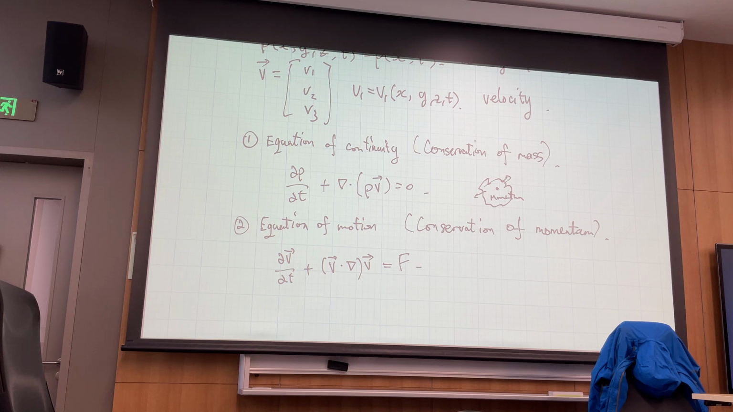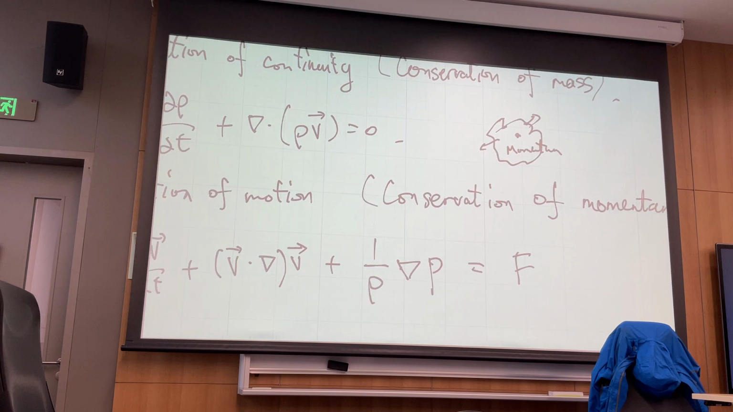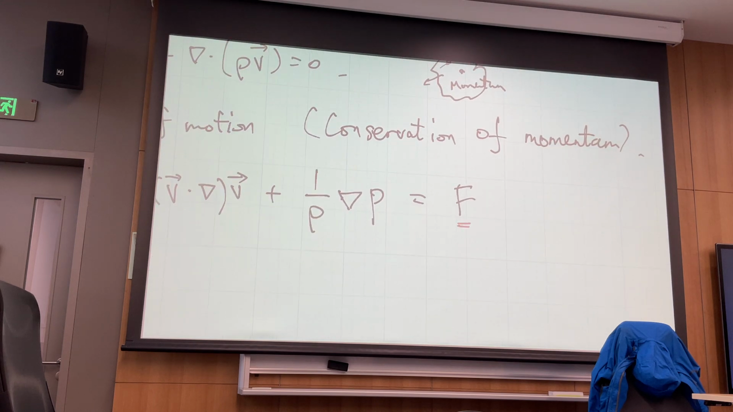Probably another way to write this down, this is better, plus 1 over rho multiplied by the gradient of p. p is the pressure, and I'm going to specify this a little bit later. The whole part of this equals the total force, the external force F. Let me write down the comments at the end. So this is the external force.